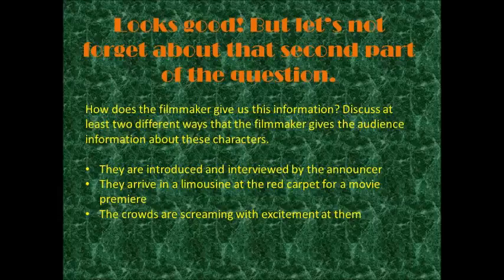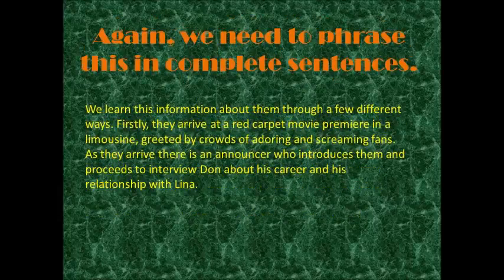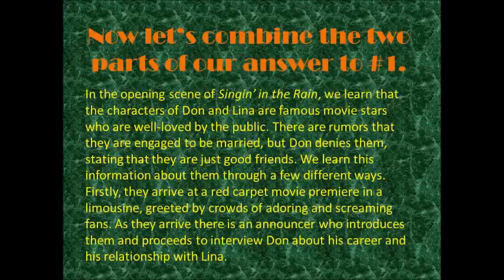Just like with the previous portion, though, we do want to now restate that in better sentence structure, more complete, coherent thoughts. So let's put that together now. We learn this information about them through a few different ways. Firstly, they arrive at a red carpet movie premiere in a limousine, greeted by crowds of adoring and screaming fans. As they arrive, there is an announcer who introduces them and proceeds to interview Don about his career and his relationship with Lena. So if we piece that all together, then it's going to look something like this.